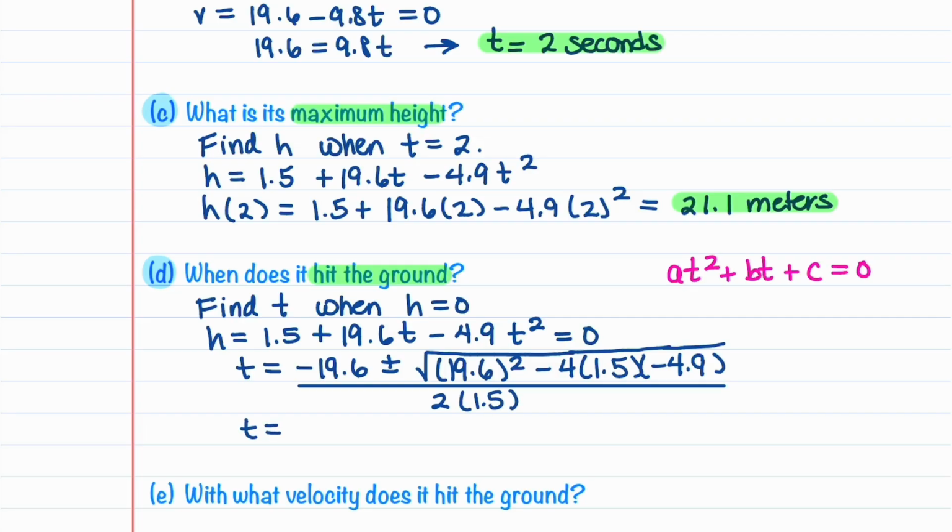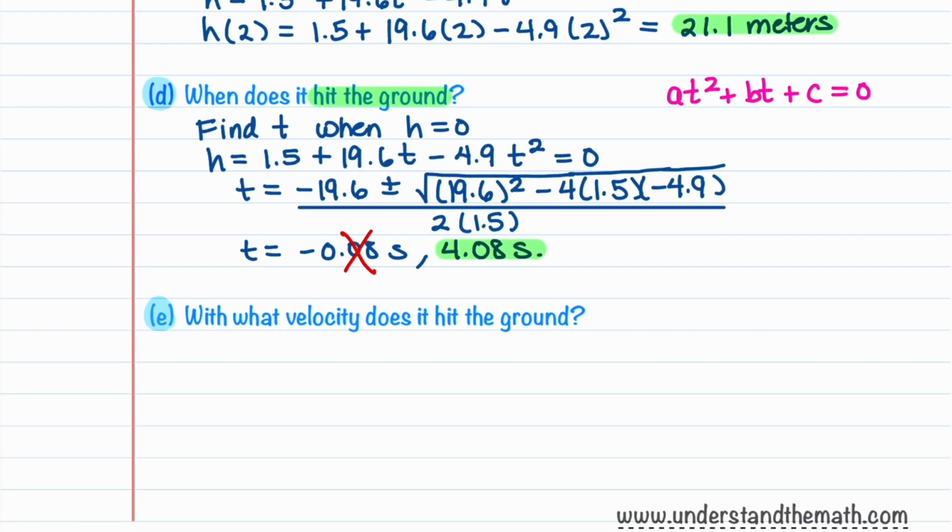If you put that into your calculator, you end up with two values. T is minus 0.08 seconds, and then 4.08 seconds. We know that time cannot be negative, so we're going to put an X through that solution. And that tells us that the projectile is going to hit the ground at 4.08 seconds.